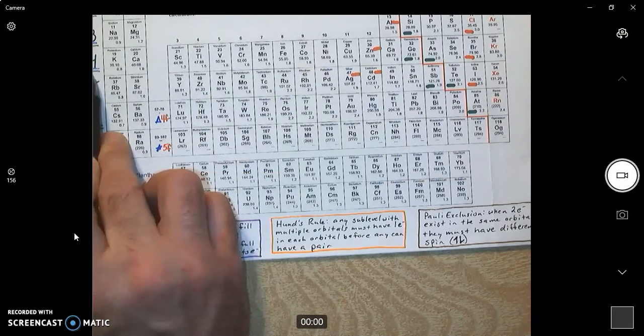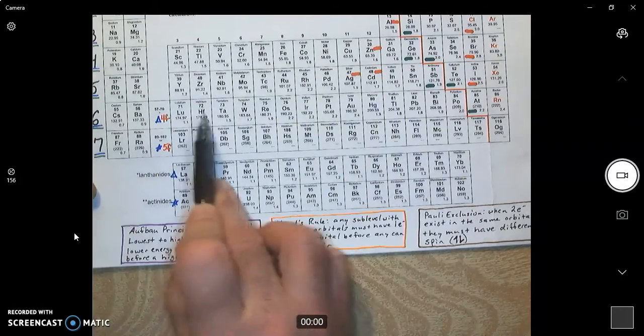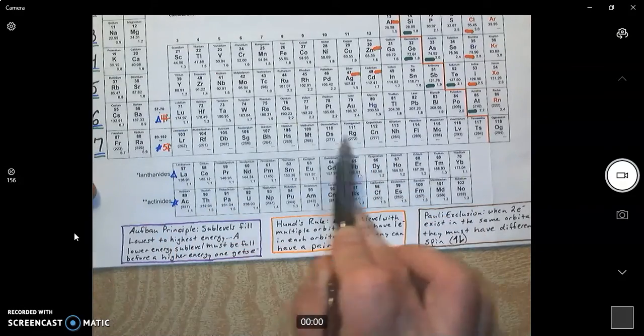So starting in row 4, we have the 3D. In row 5, we have the 4D. In row 6, we have the 5D. And in row 7, we have the 6D.